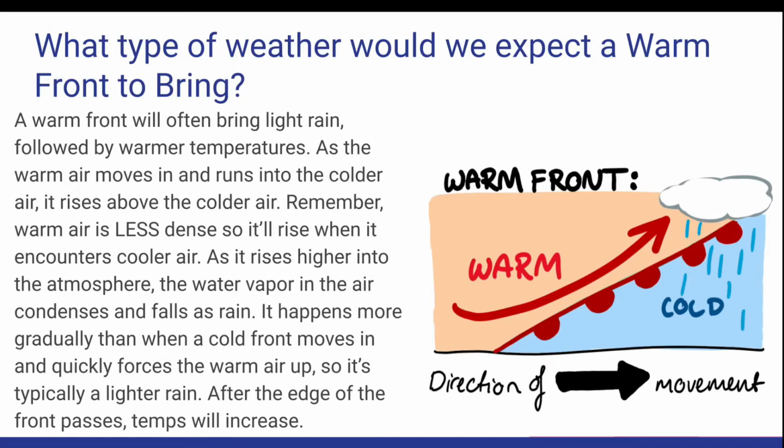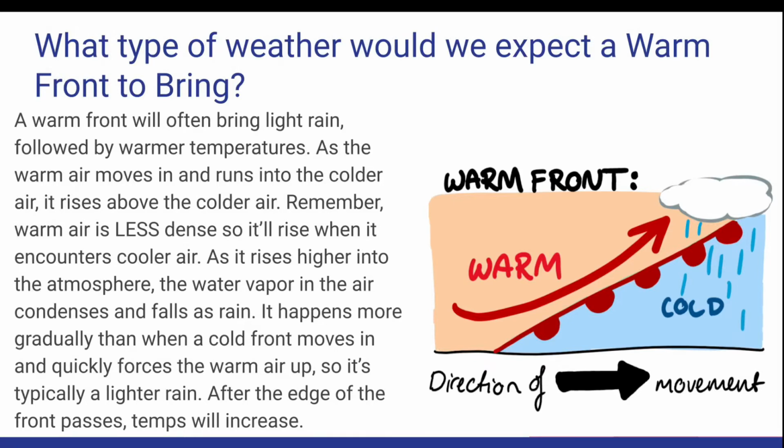So as it moves in, it encounters that colder air, and it gradually starts to rise above that colder air. So similar to what happens when a cold front moves in, we've got warm air with water vapor in it, rising, getting into the upper atmosphere where it's colder, cooling off the water, and it condenses, and that falls as rain. So this happens more gradually. We don't get the violent weather like we get with cold fronts moving in because the warm air just kind of rises gradually as it encounters that colder air. But we do often get rainfall with this kind of front.